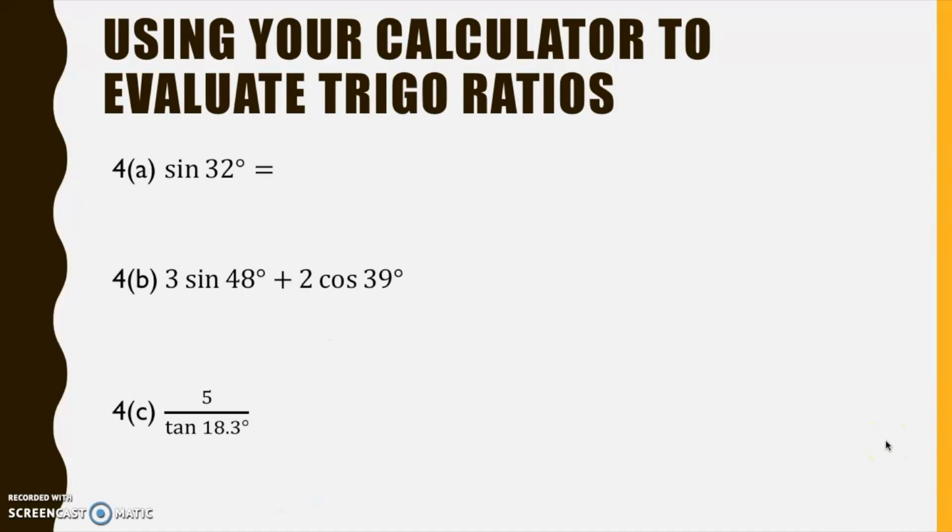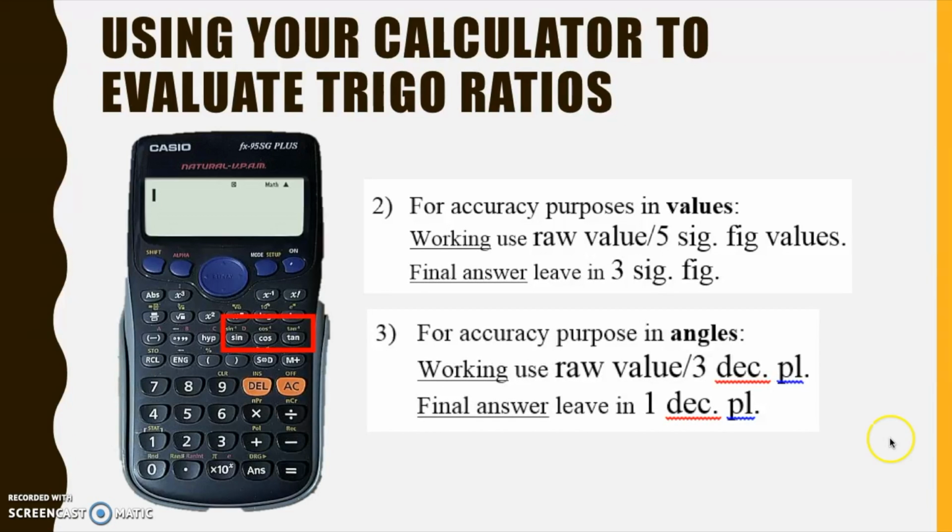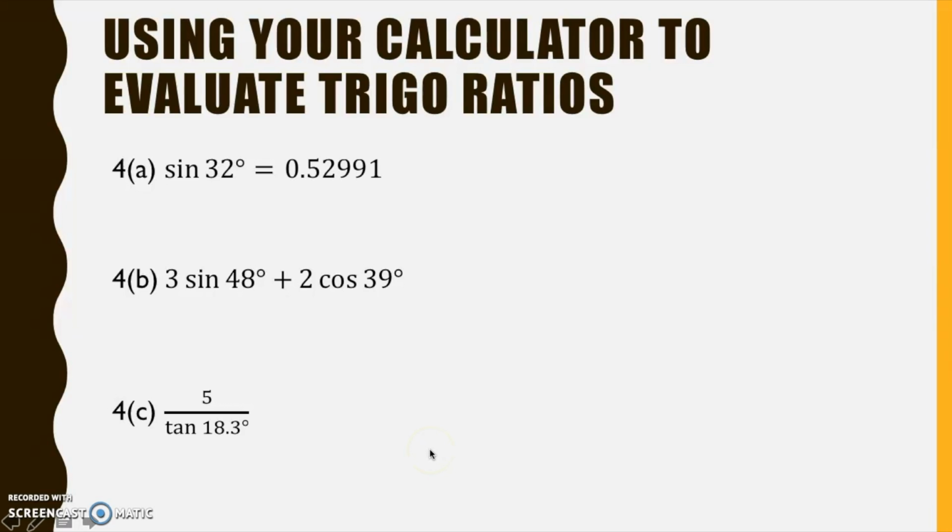So how do we use our calculators to evaluate such trigo ratios? Using, for instance, sine 32, all you have to do is just key in sine 32. That's all. And you will get a 5SF value, 0.52991. But of course, you don't have to write anything like 5SF here, just leave it as it is, then you change to 3SF.